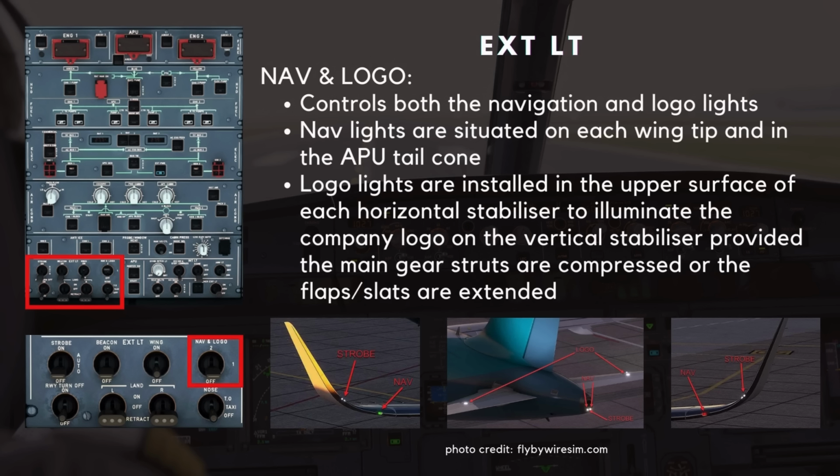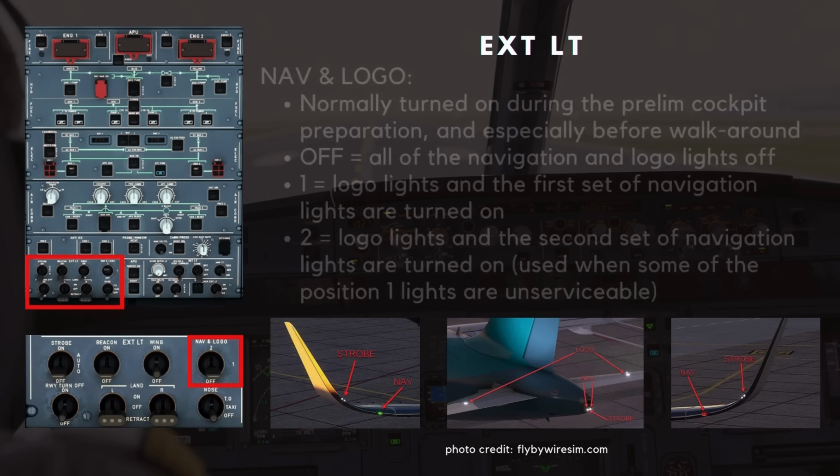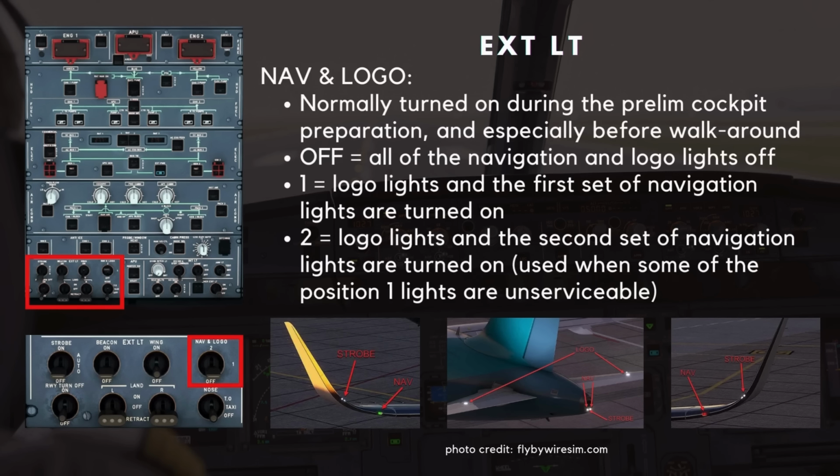The logo lights are installed in the upper surface of each horizontal stabilizer to illuminate the company logo on the vertical stabilizer, provided the main gear struts are compressed or the flaps slats are extended. This switch is normally turned on during the preliminary cockpit preparation, and especially before the exterior walk-around to check their serviceability. When in the off position, all of the navigation and logo lights are off.